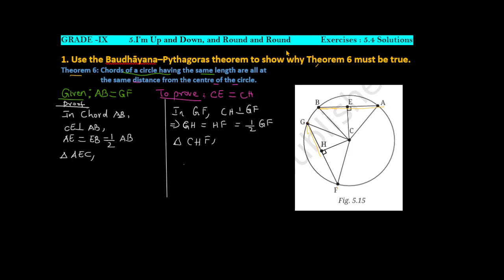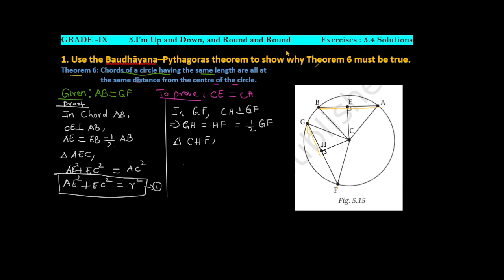Use Pythagoras theorem. Where a right angle is there, the side opposite the right angle is the hypotenuse. So AC is the hypotenuse. So AE squared plus EC squared is equal to AC squared. You know very well, from the center to any point on the circle is nothing but the radius. So AE squared plus EC squared is equal to R squared. We will consider this our first equation.